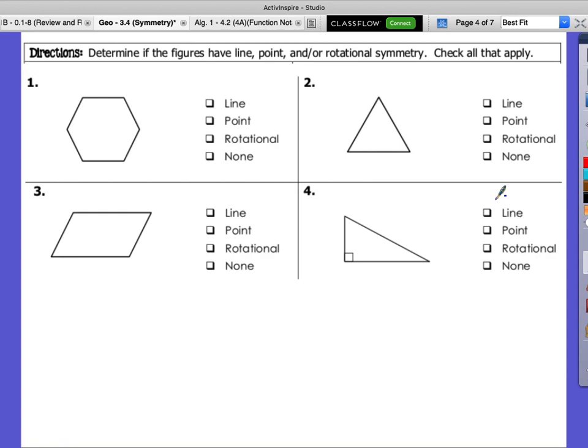Raise your hand if you think this one has line symmetry. Okay, I would agree with you. Yes. We could draw a line this direction. Could we also draw other lines? Yes. Yeah, there's lots of different lines. We could draw them diagonally. We could do them sideways.